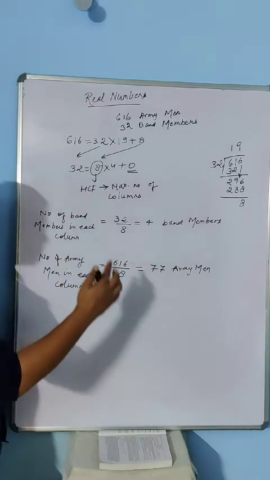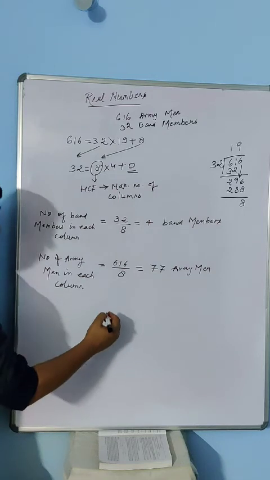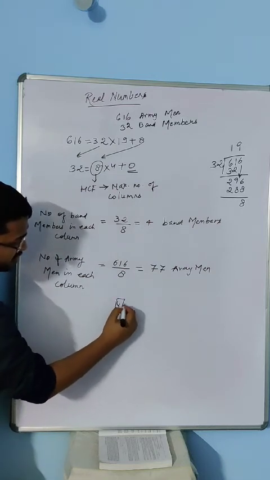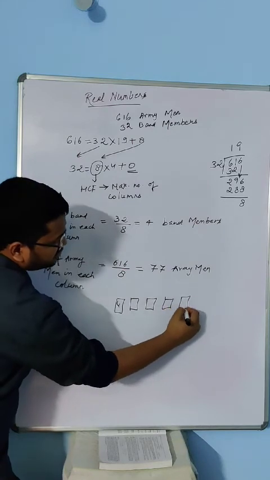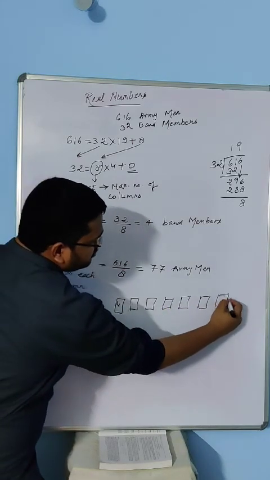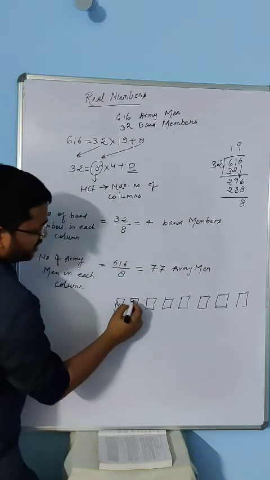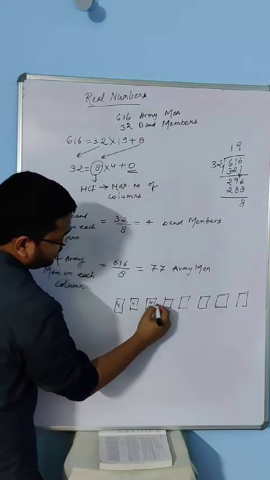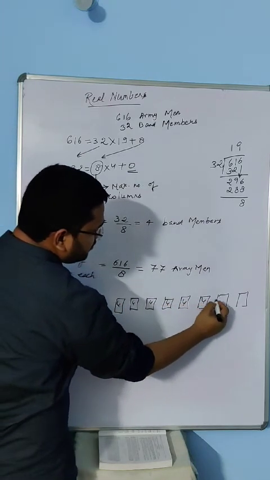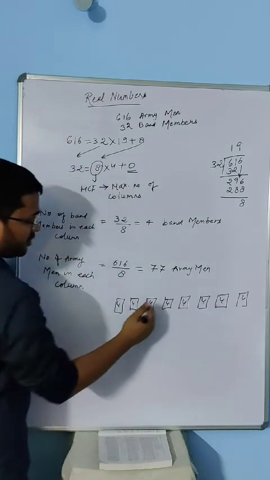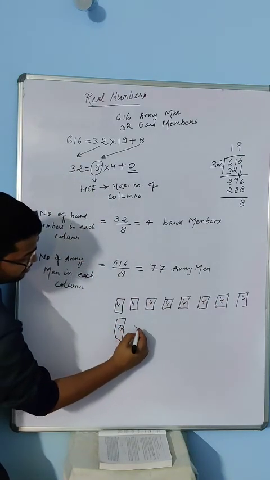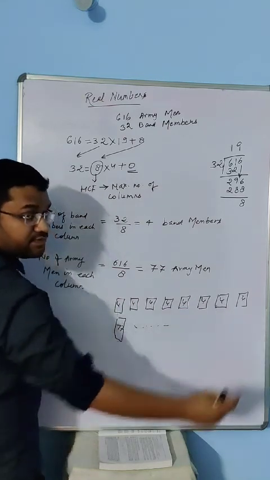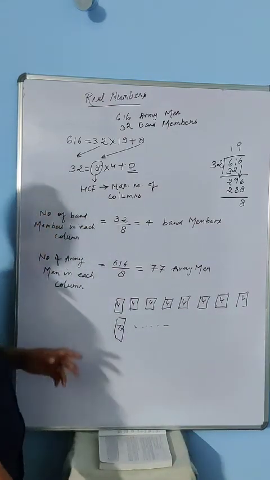Now let's see the distribution, the pictorial view. You have 4 band members in each column. You have 8 such columns in which you have first 4 band members, and then you have 77 army men in each column. So this is how the distribution will take place.